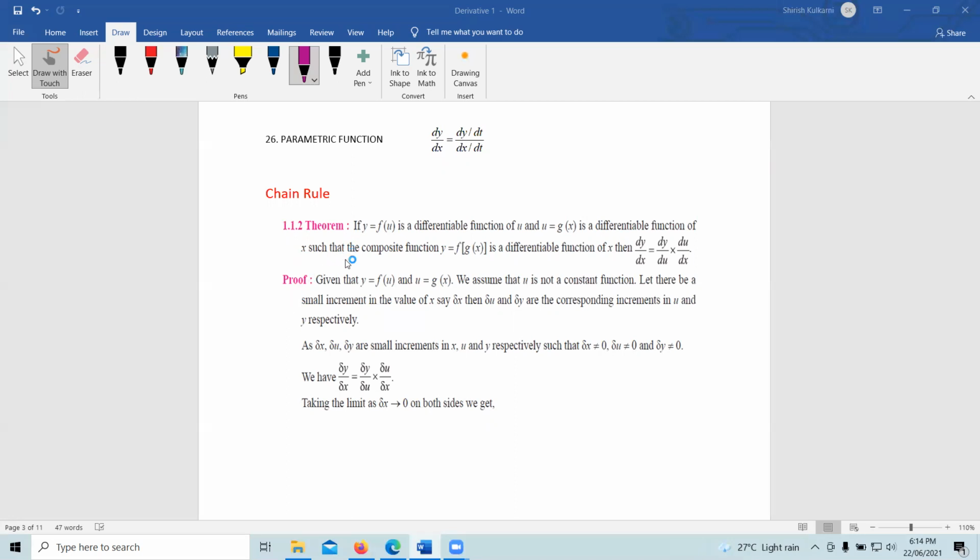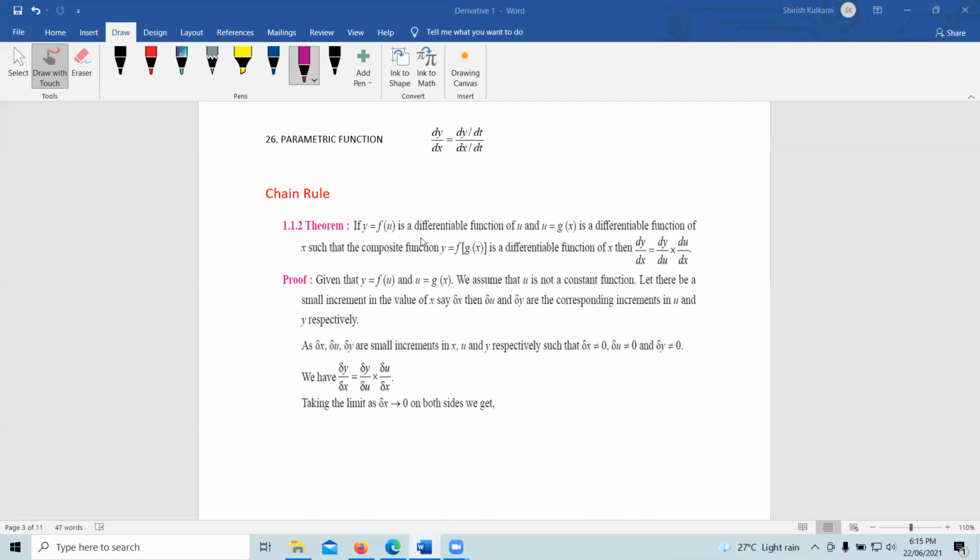Then the first theorem: suppose y is equal to f of u is a differentiable function of u, and u is equal to g of x is a differentiable function of x, such that the composite function y is equal to f of g of x is a differentiable function of x. Then dy by dx is equal to dy by du into du by dx. This is the statement of the chain rule.